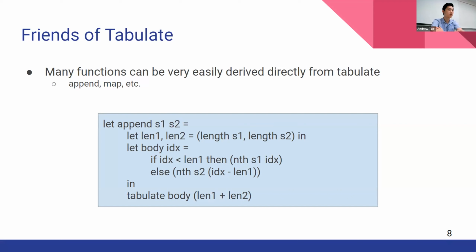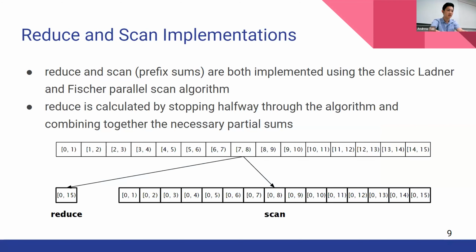So now let's talk about reduce and scan. Reduce is just like a List.fold, like we said earlier, but scan is a prefix sum operation where every single index I in the new sequence will contain the prefix sum all the way from 0 to I of our input sequence. These are both implemented using the classic Ladner and Fisher parallel scan algorithm. Reduce can be done by stopping halfway through the algorithm and combining together the necessary partial sums. The diagram below is not the implementation, of course, but it shows you what the actual functions are intended to do.